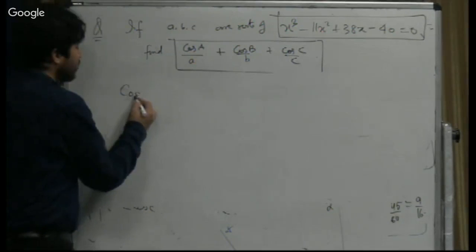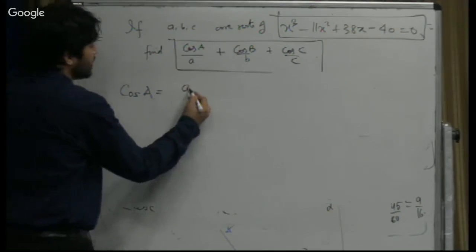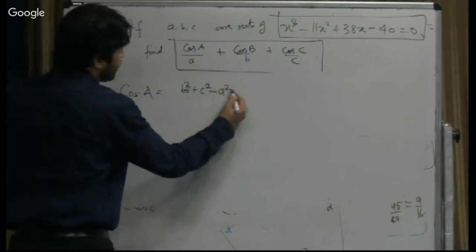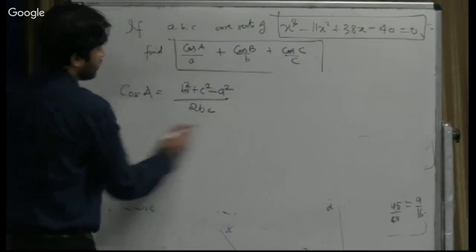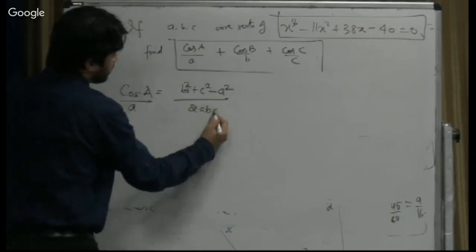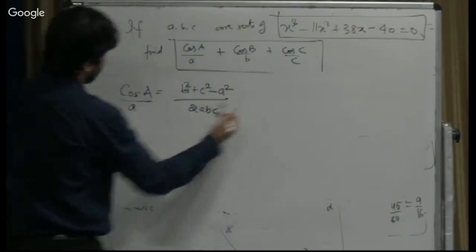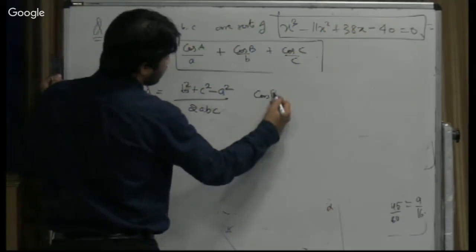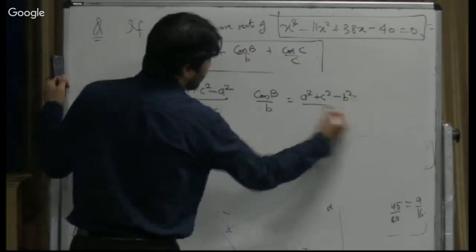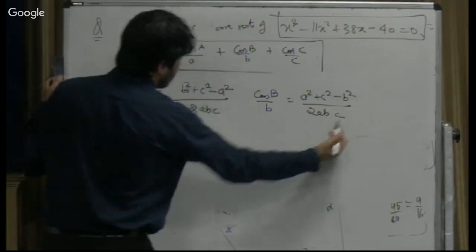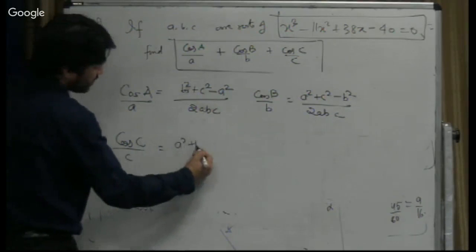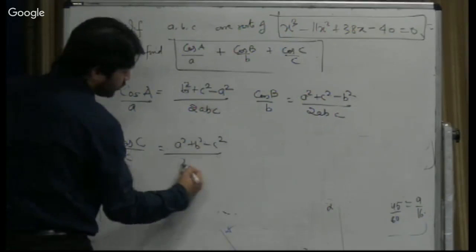Using the cosine rule or the property 13, I know cos A is B square plus C square minus A square by 2BC. Right, and cos A by A eventually would be over 2ABC, and similarly cos B by B is going to be A square plus C square minus B square by 2ABC, and then cos C by C is basically going to be A square plus B square minus C square upon 2ABC.